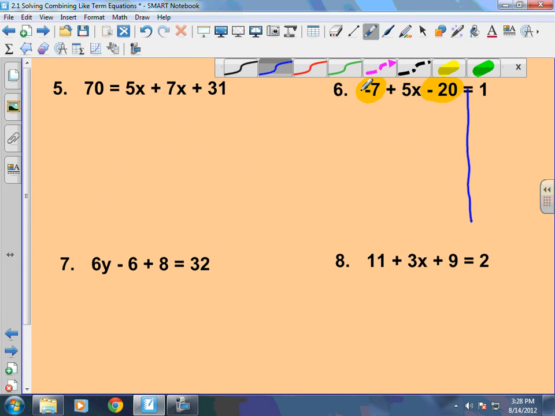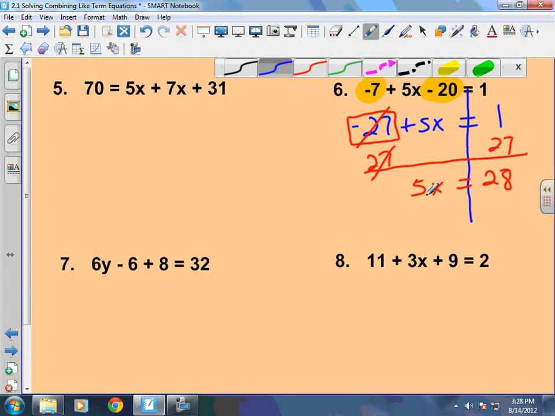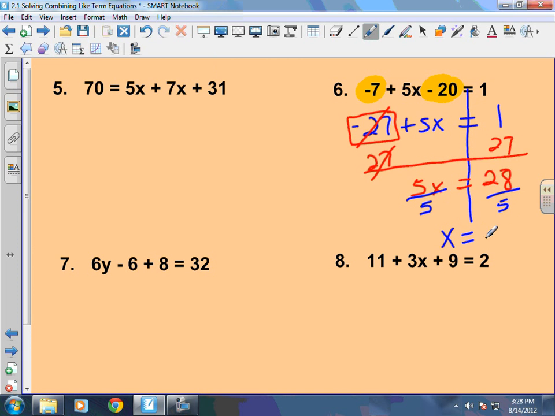Negative 7 minus 20. These both have negative signs. That means we add them. 20 is negative, so my answer is going to be negative. Plus 5x equals 1. Okay? So now, how do I get this to the other side? I have to move my constant first. That means I add 27 to both sides. So these cancel. 5x equals 28. Now, I'm going to divide both sides by 5. X equals 28 over 5.